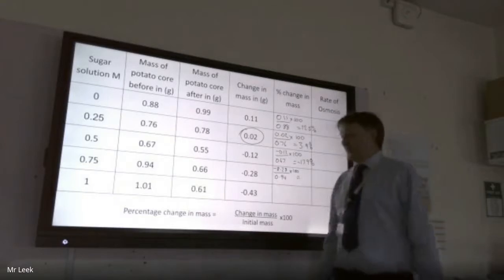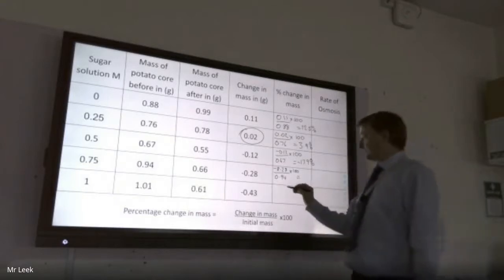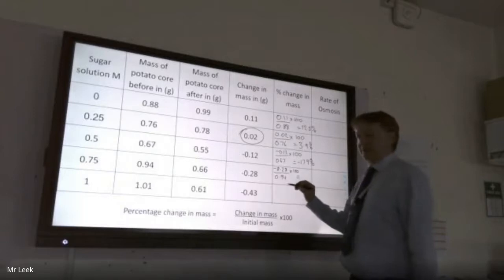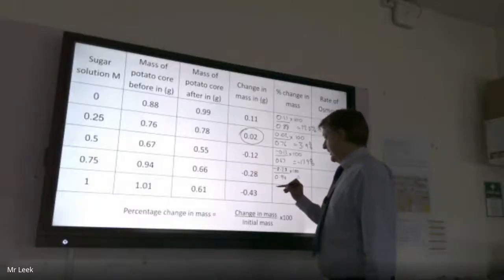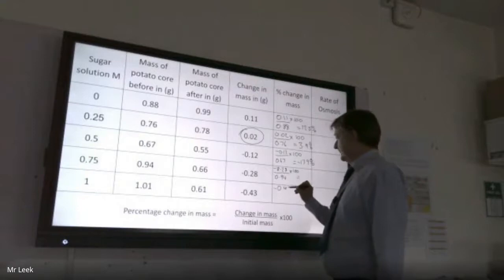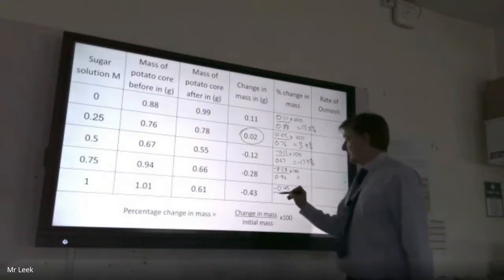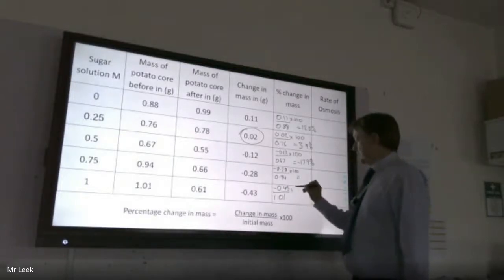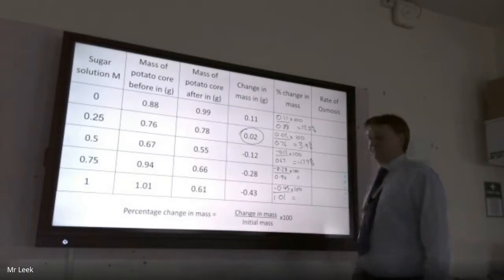Scarlett, what's the bottom one, please? Scarlett, can you hear me? I didn't do the bottom one first. You haven't done it yet? Right, I'll just do the sum so we can move on. So 0.43 divided by 1.01 times by 100. Mohammed, what's the answer to that? I haven't got a calculator with me.